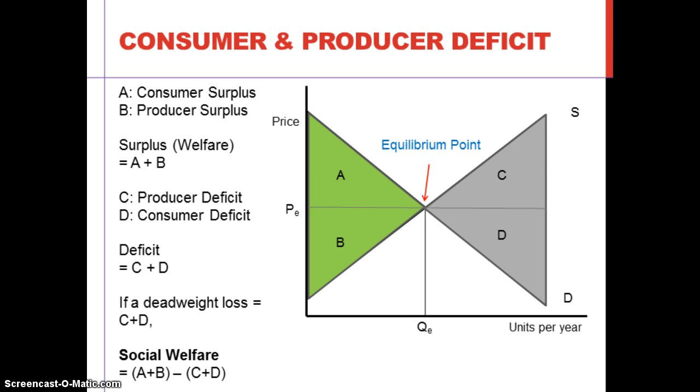Go back to this slide. If the deadweight loss equals C plus D, the total amount of social welfare can be calculated by A plus B minus C plus D. So this is a way to calculate the total amount of social welfare in the context of negative externalities.